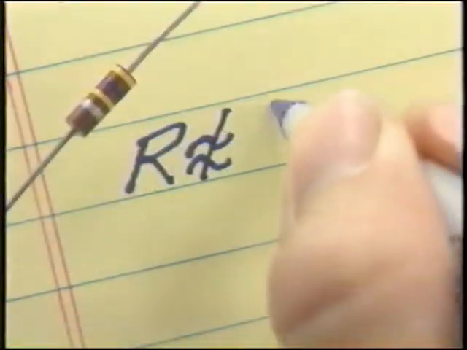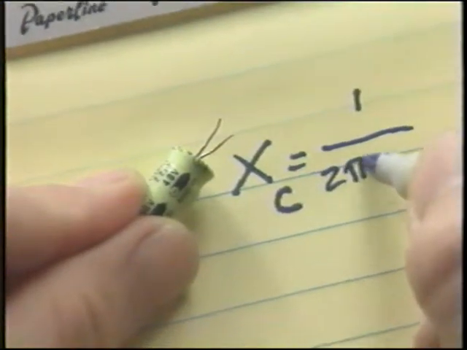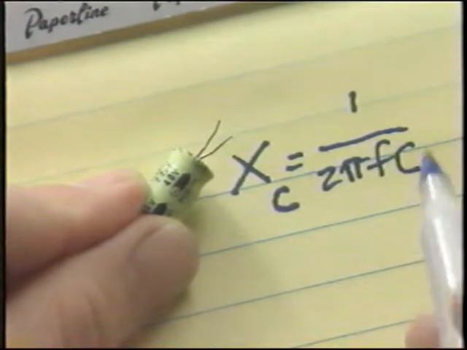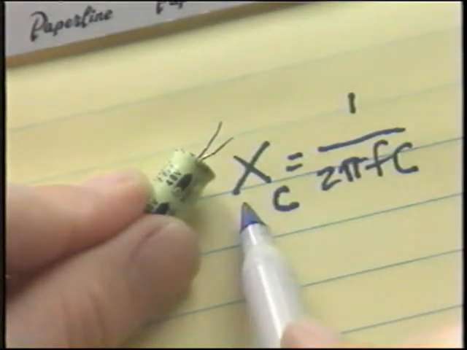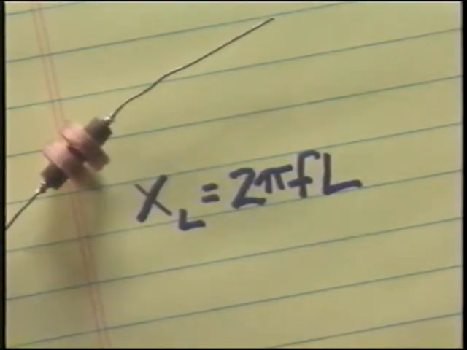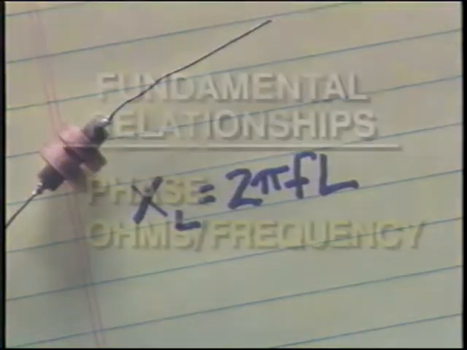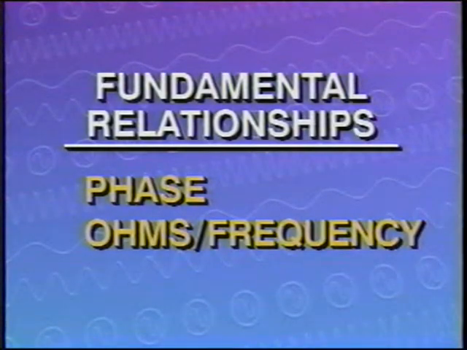From your previous studies, you've seen that resistive components have no relationship to frequency, whereas reactive components do. There is an inverse relationship between capacitive reactance and frequency. And there is a direct relationship between inductive reactance and frequency. These two fundamental types of relationships will serve as important guides in your analysis of RLC circuits.